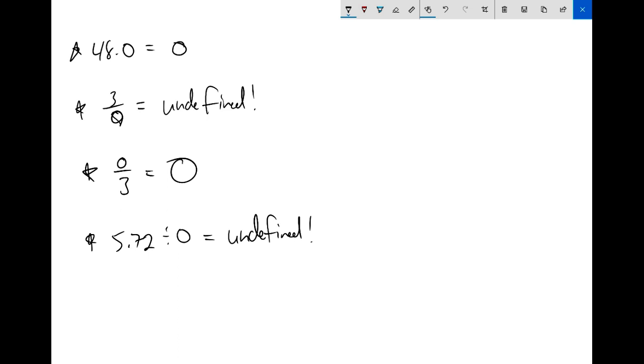Think about division. It's like how many times does 3 go into 0? Oh, no times, because it's too big. How many times does 0 go into 5.72? Infinitely many times, because 0 is nothing. 0 takes up no space, so you can put it into 5.72 infinitely many times. So it's infinity. It doesn't make any sense. It's not a number at all, so it's undefined.